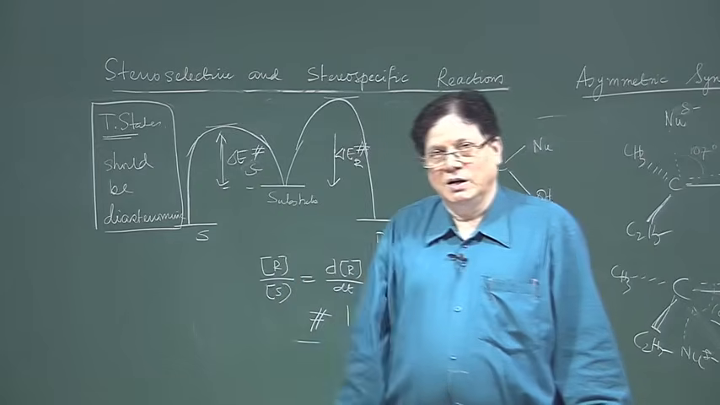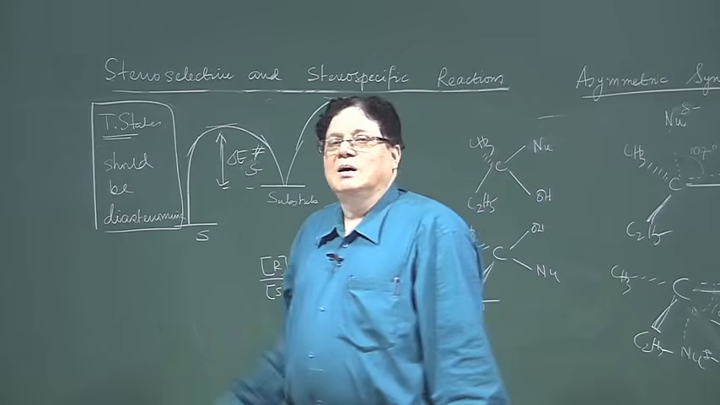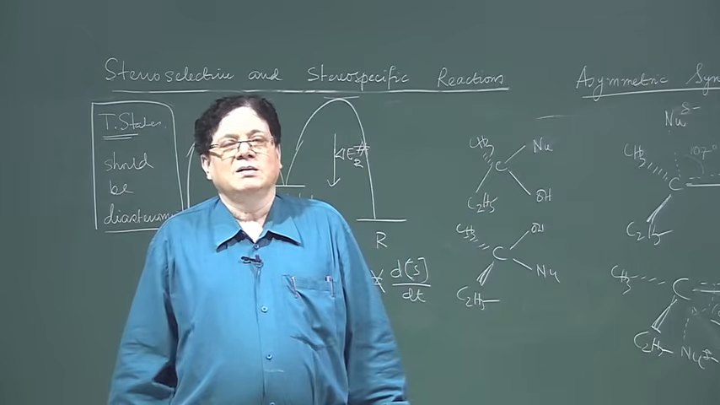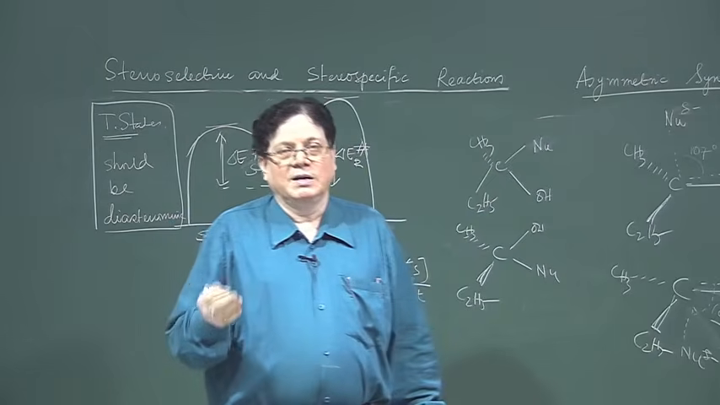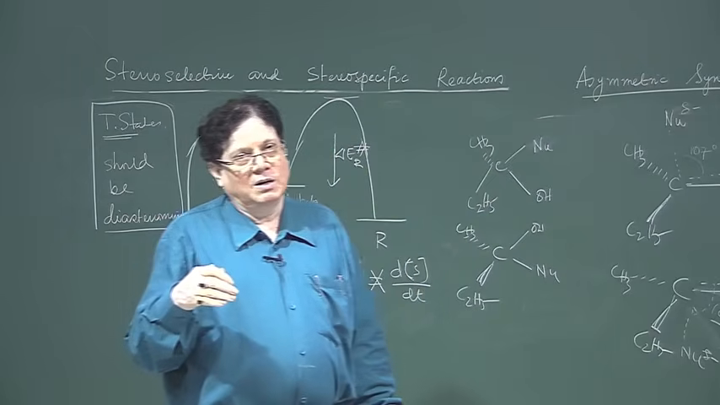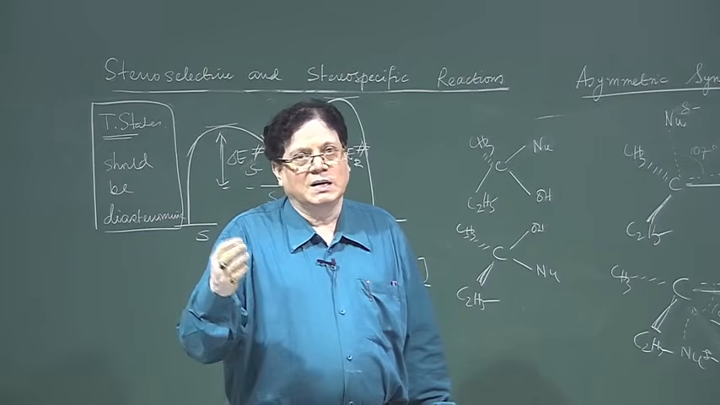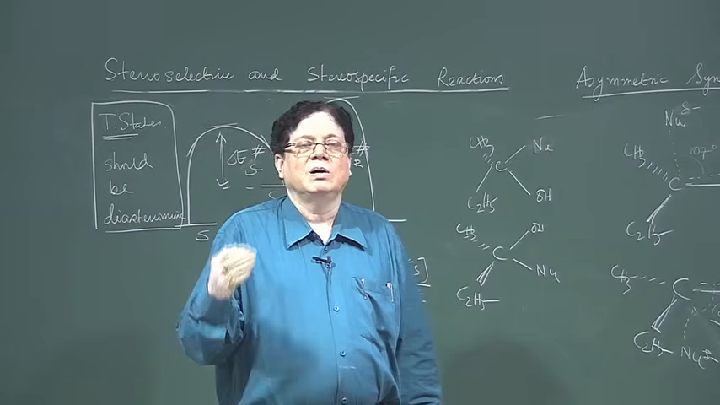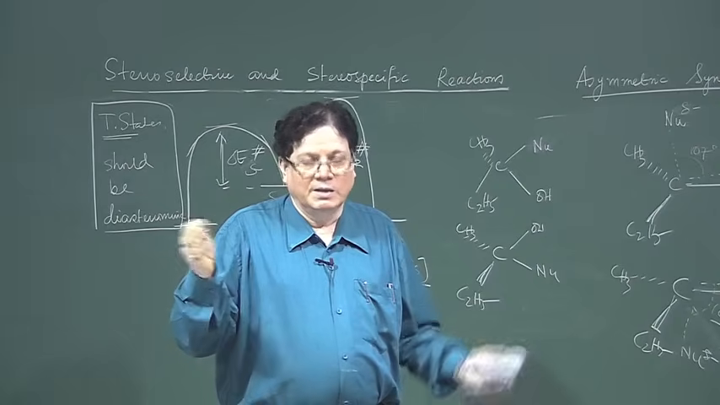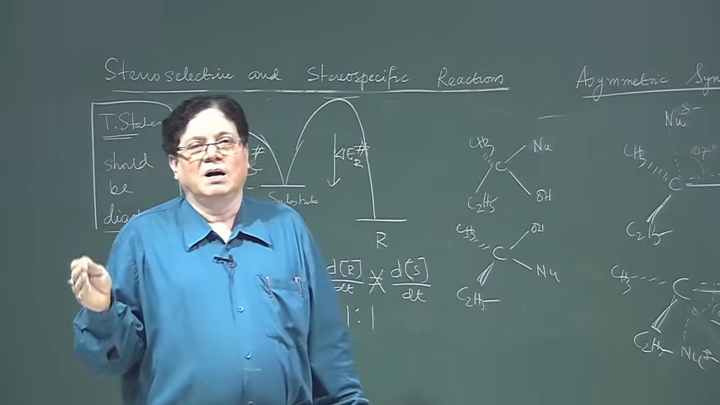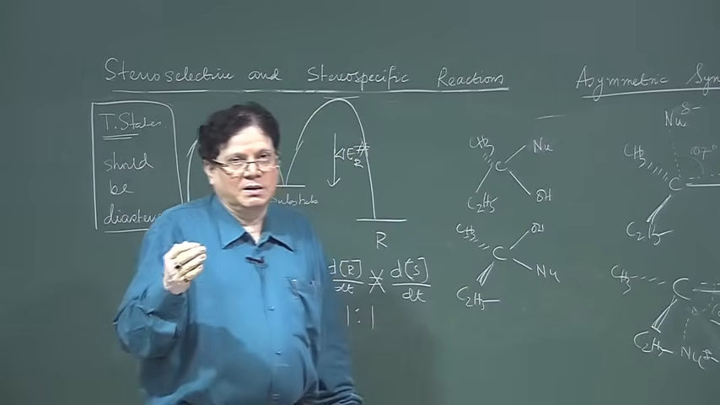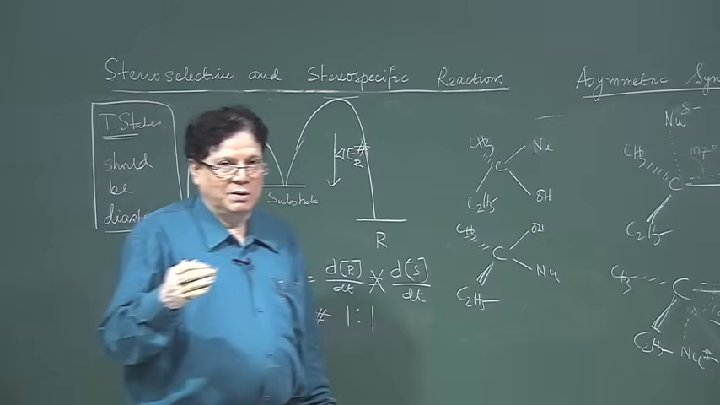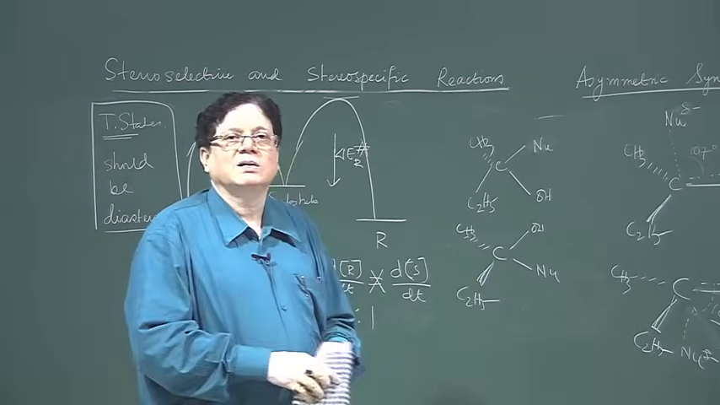In the next lecture, we will consider how to achieve asymmetric synthesis with some examples, and then how to predict which compound, which diastereomer or which isomer, is obtained in major amount over the other. There are certain rules which govern this and can predict the major configuration, but that will be in the next lecture. Thank you.